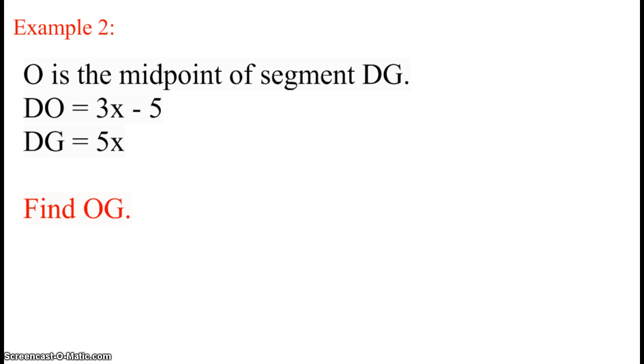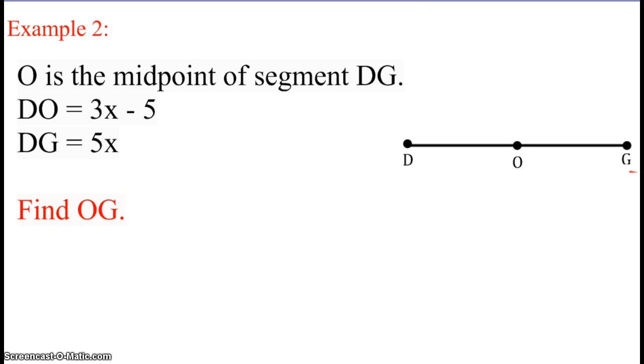For example 2, it's going to be a similar concept, except the problem is written out. So I tell you O is the midpoint of segment DG. The first thing I would do is draw myself a picture. So I draw segment DG, and I put O in the middle. How do I know O is in the middle? I let myself know by making little tick marks. They're a little big, but that's okay. So now I know that O is a midpoint.